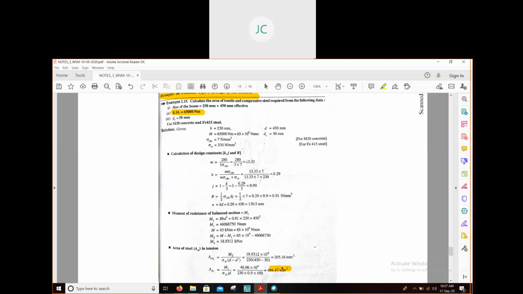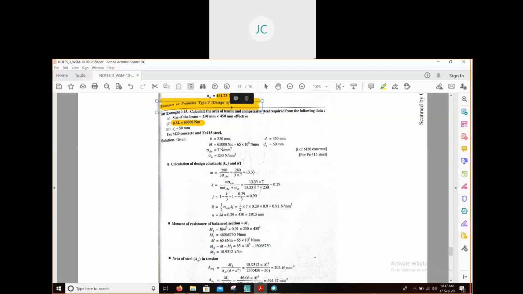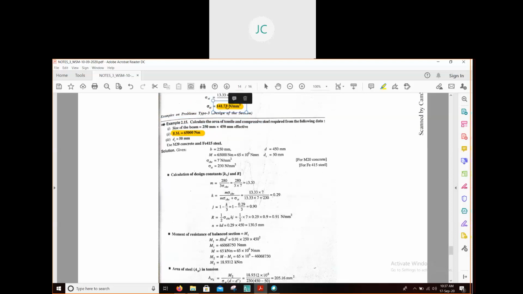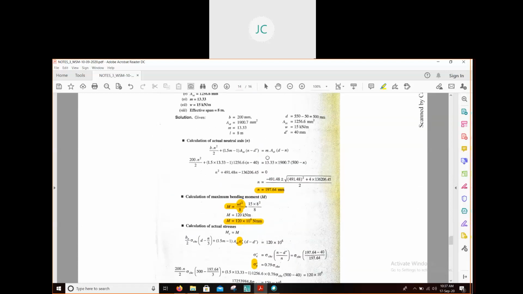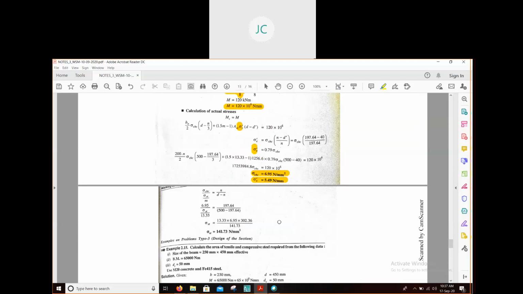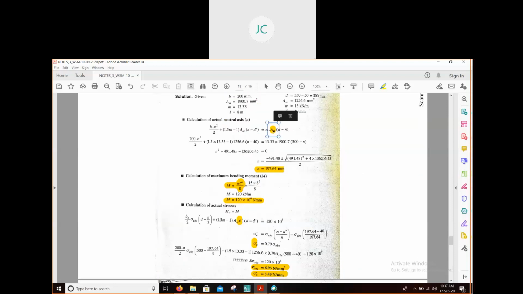How to solve it, how to proceed, you have to use your logic because in this question we are designing the section. And you can ask me why we are not using the equation of actual neutral axis or critical neutral axis, because in those equations we need the value of AST and ASC. You can see the equations. We have to use the value of AST, but in this problem, while designing a section, this value is unknown to us. We have to find out this value. So we can't use this equation.